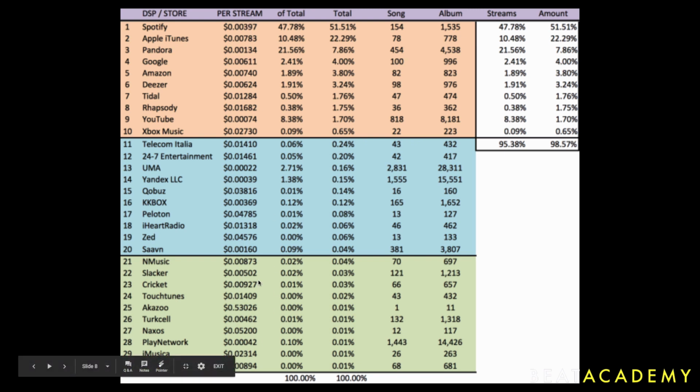And we have all these different services here that you can see that are all around the world. We have iHeartRadio, which is pretty good. It's pretty much like a satellite radio, and you can see the payout here: 0.01318. So where the song is being played, duplicated, or streamed will determine the mechanical royalty that's issued to you.